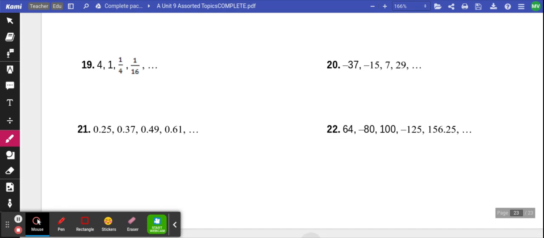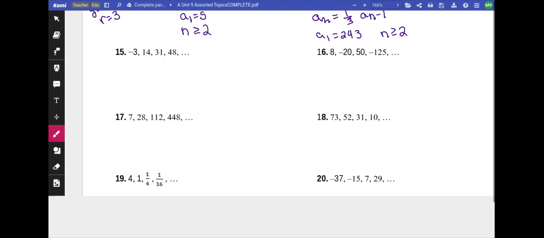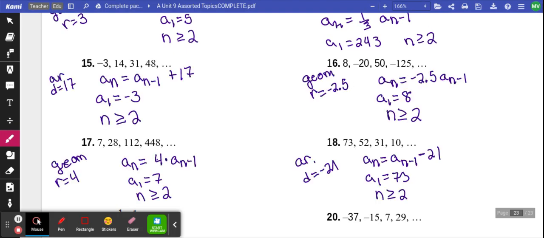So I want you to pause, and I want you to do 15 through 18 and come back and check. So 15, it's arithmetic, so d equals 17. So it's a sub n equals a sub n minus 1 plus 17. A sub 1 is negative 3, and our domain is n is greater than or equal to 2. 16 is geometric. Our common ratio is negative 2.5. So a sub n equals negative 2.5 times a sub n minus 1. A sub 1 equals 8, and domain is n is greater than or equal to 2.